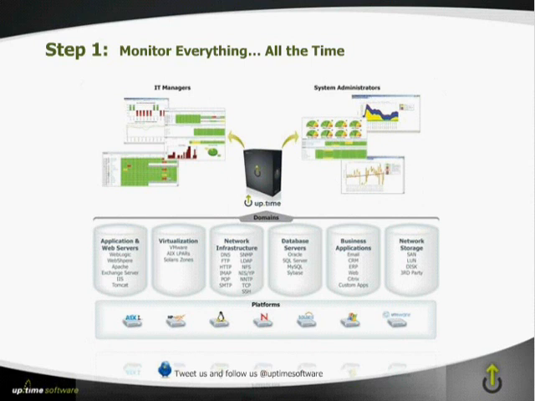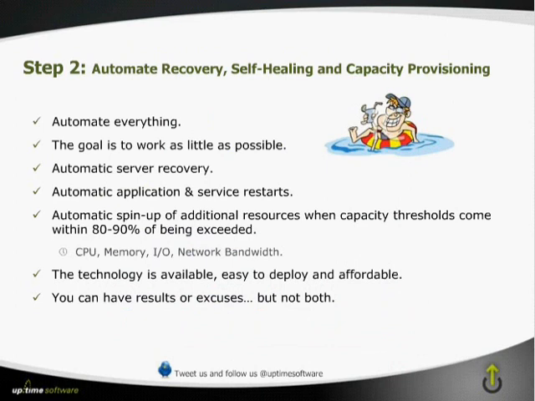Step 2. So now we're jumping into the future for some of you, based on what we saw in the survey results. But think of it as a goal. I mean, you have to have goals when you're looking at improving your IT operation. And let's talk about step 2. So step 2 is setting yourself on the path towards automated recovery, self-healing, and capacity provisioning.